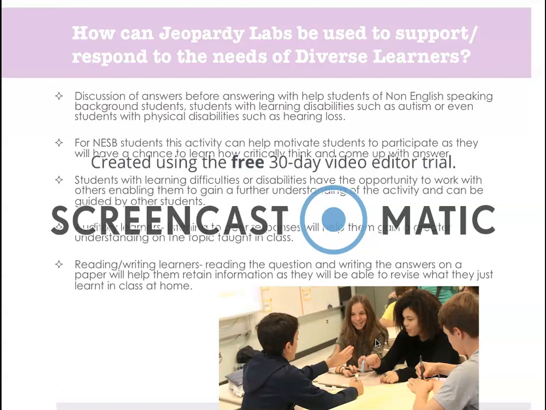The ICT activity can also help auditory learners, as listening to peer responses will help them gain a greater understanding of the topic taught in class. And for students who are reading/writing learners, reading the question and writing the answers on a paper will help them retain the information easier.